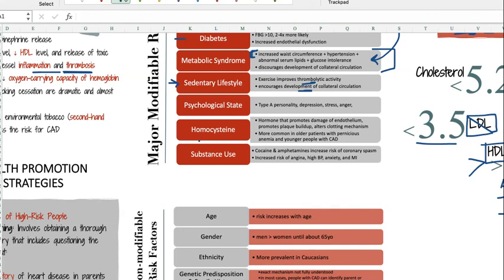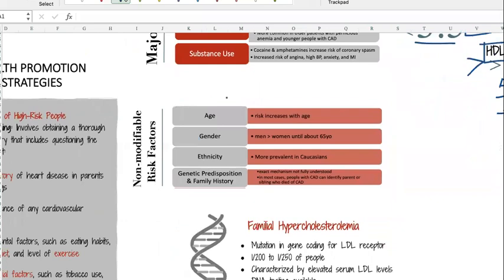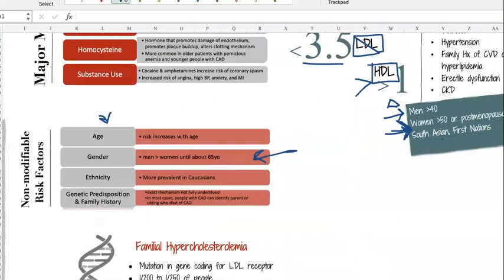And then when we talk about non-modifiable risk factors, there aren't a whole lot for this. Age, of course, it increases with age. Well, gender. Now, this says men have a greater risk than women until they're 65. Over here, we talked about over 50.